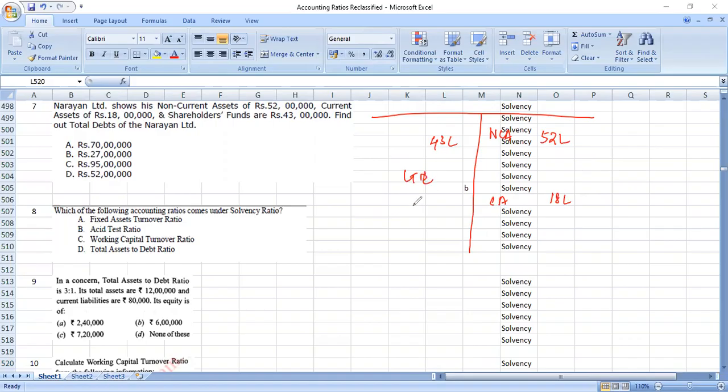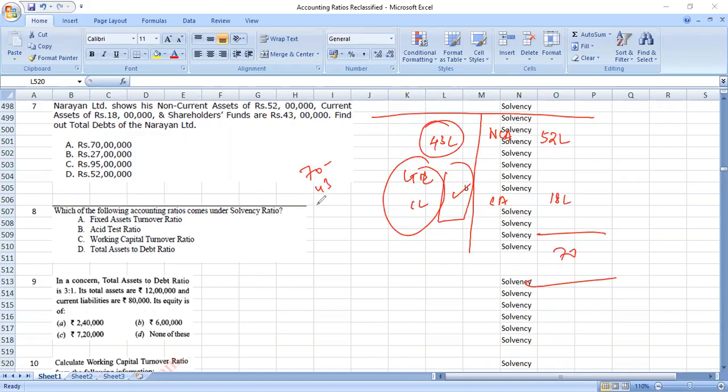That is total debts, long-term debts plus current liability, how much. So this figure is missing. 52 plus 18, 70 lakhs minus 43 lakhs. So 70 minus 43. 27 lakhs is the correct answer.